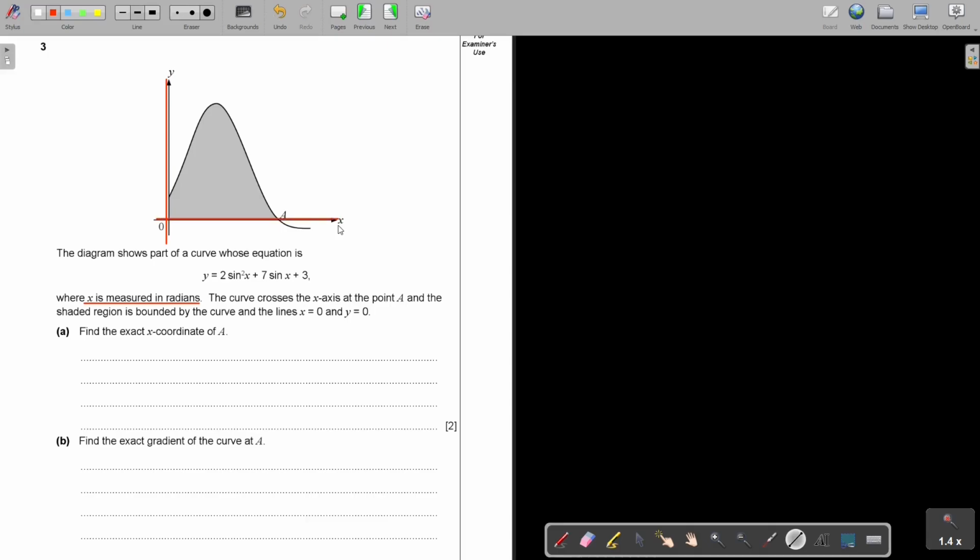Okay, so find the exact coordinate of A. Now, remember this, you did it in linear programming, you can do it in any graph, where you want to see where it cuts the x-axis. When it cuts the x-axis, you make y equal to 0. So 0 equals 2 sin squared x plus 7 sin x plus 3.